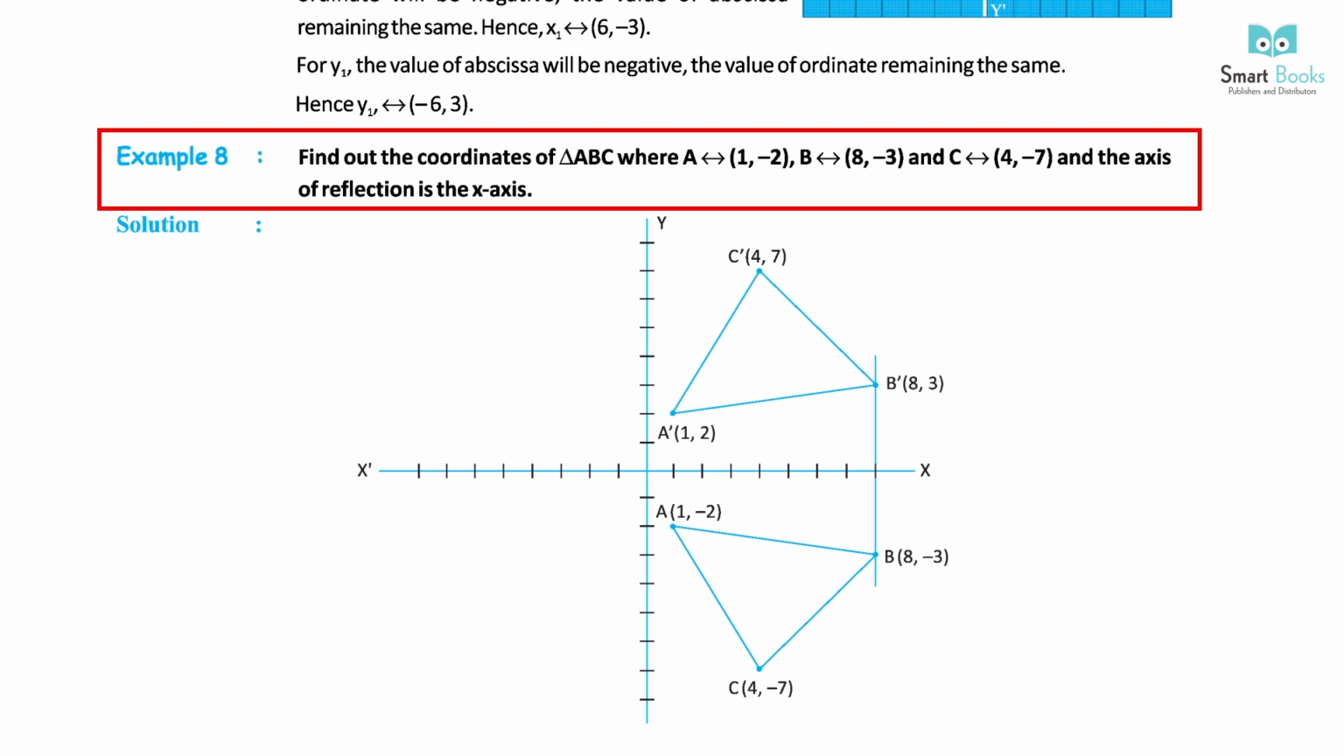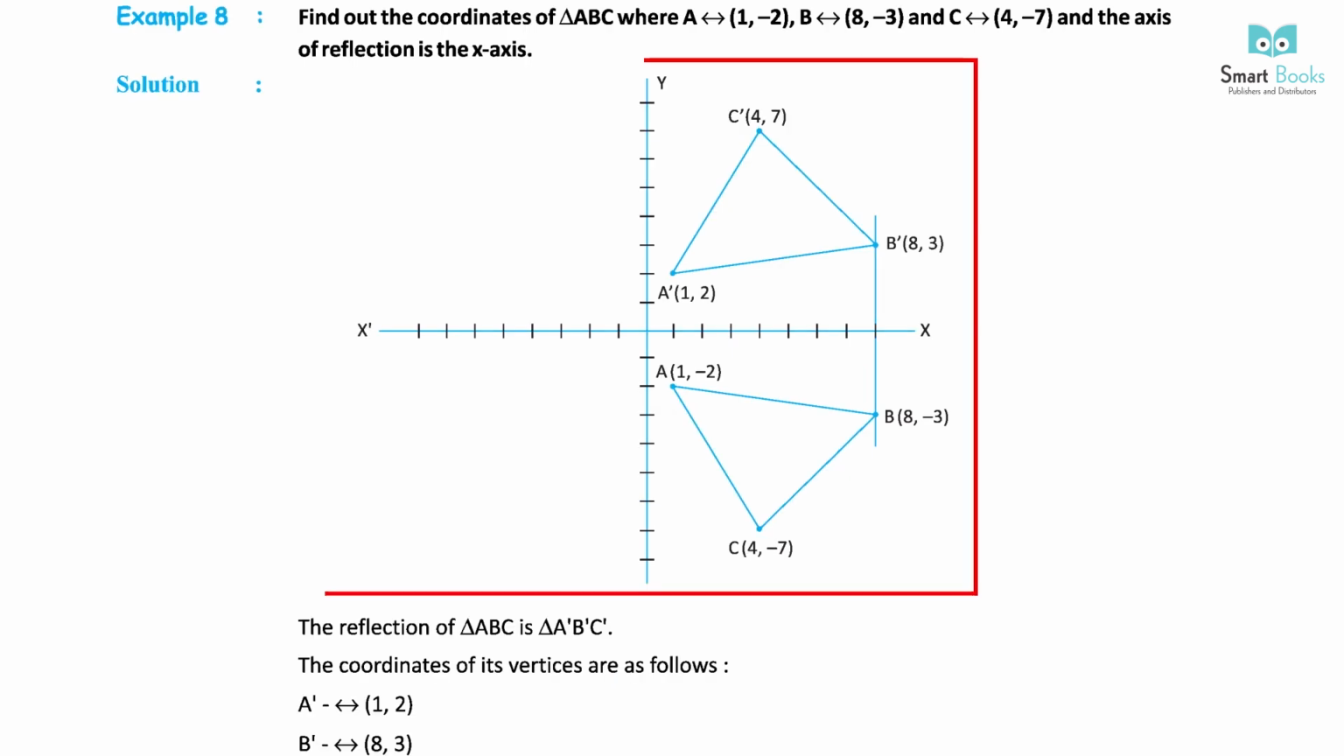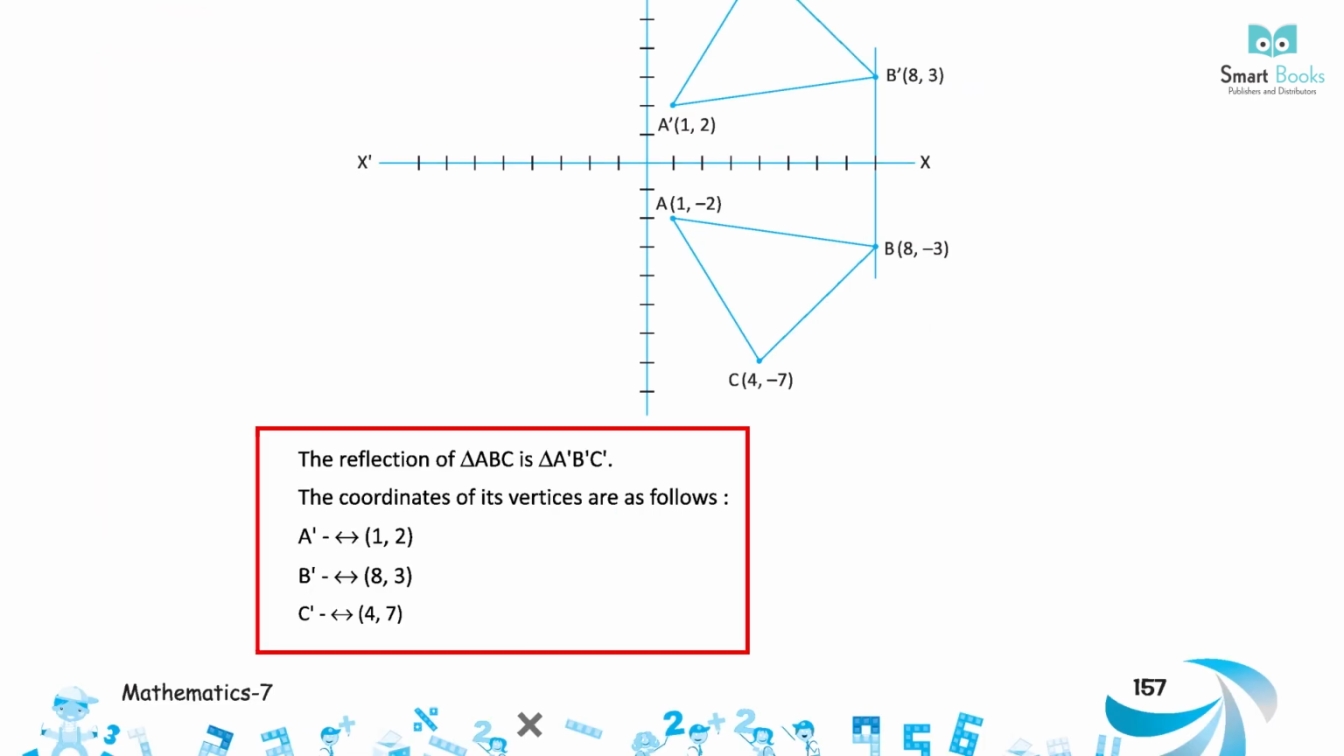Example 8. Find out the coordinates of triangle A'B'C' where A is (1, -2), B is (8, -3) and C is (4, -7), and the axis of reflection is the x-axis. Solution: the reflection of triangle ABC is triangle A'B'C'. The coordinates of its vertices are as follows: A' (1, 2), B' (8, 3), C' (4, 7).